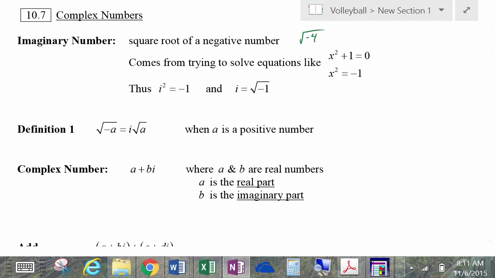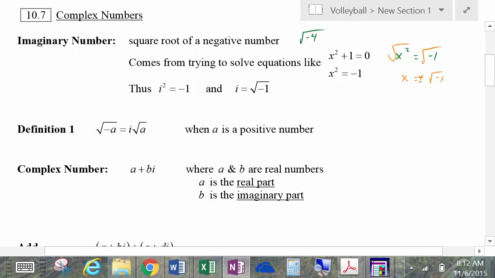So this came about from trying to solve certain quadratic equations. For instance, x squared plus 1 equals 0. If we subtract 1 from both sides, we get x squared equals -1. Okay, and then the way we get rid of that square is we take the square root of both sides, and we get x equals the square root of -1. Actually, plus or minus square root of -1.